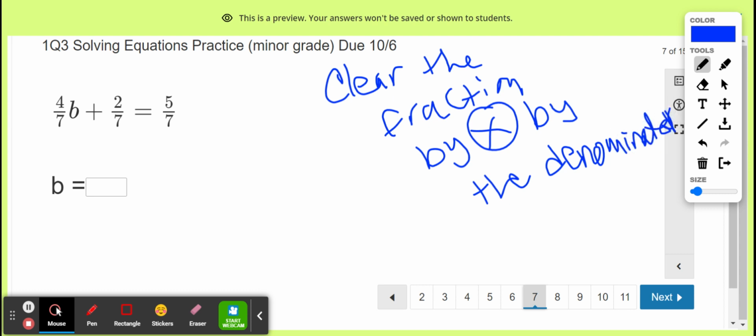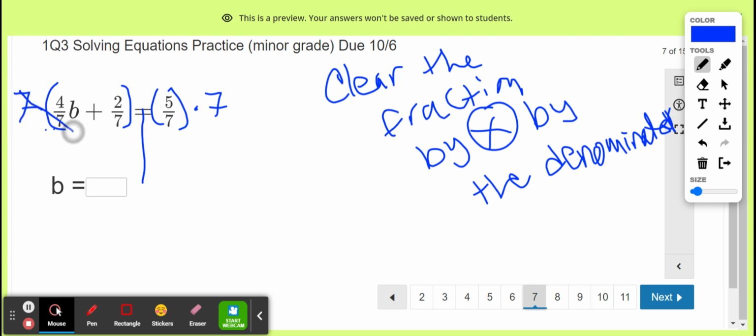So what does that mean? We can multiply both sides of the equation by 7. And as long as we multiply both sides of the equation by 7, then we can cancel the fraction of sevenths. We have to change both sides equally.